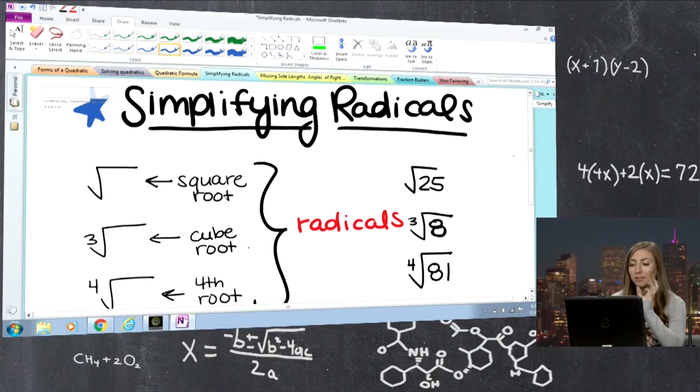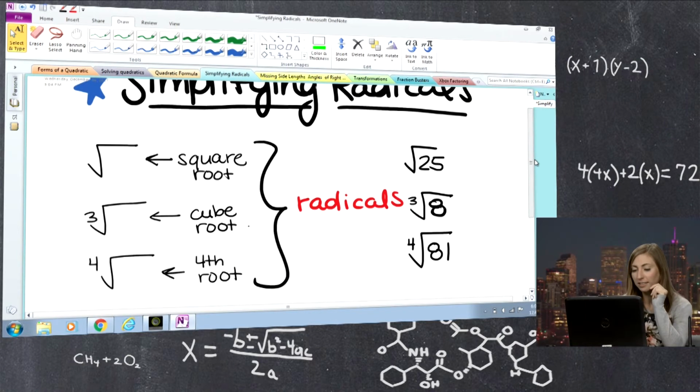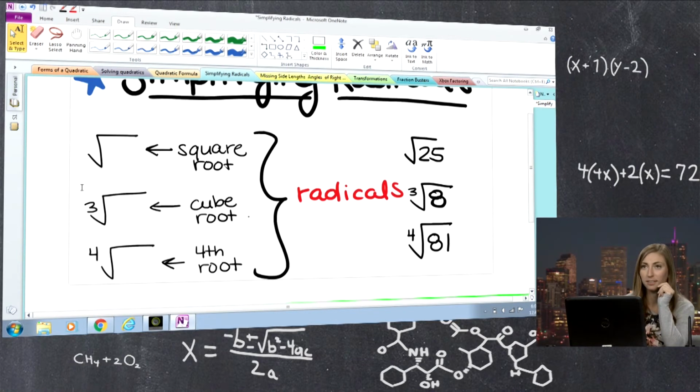Hi, we're going to take a moment to learn a little bit about simplifying radicals today. So if you take a look at my screen, I'll explain what a radical is, and then we'll explain how to simplify it. A radical, anytime you see that little check mark sign, that is a radical sign.